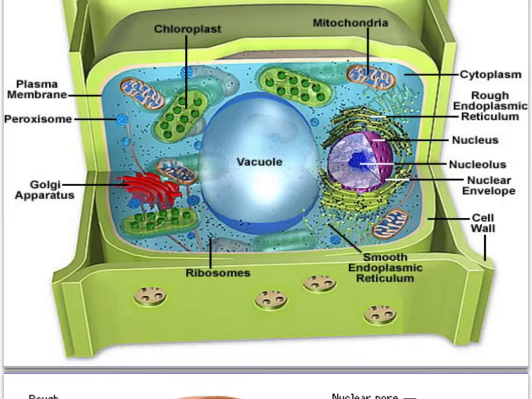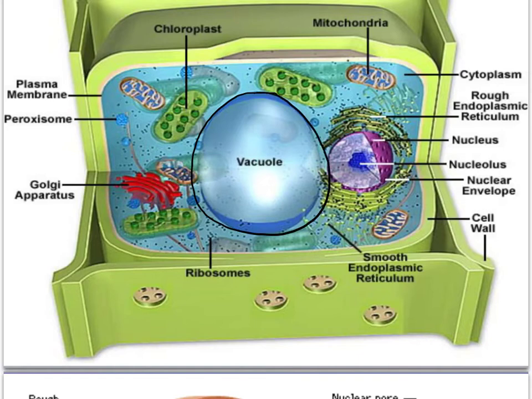Hey guys, today we're going to talk about some of the distinguishing characteristics between animal and plant cells, as well as some of the organelles that exist within both of these types of cells. The first thing I need to remind you about is that both plant and animal cells are eukaryotic. This means that they contain organelles that are membrane bound.